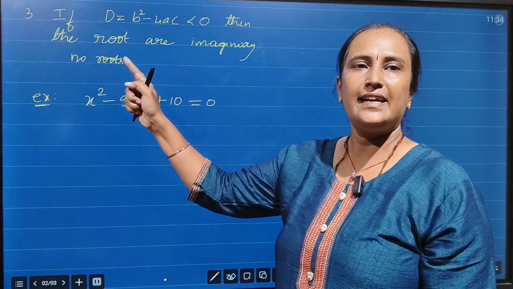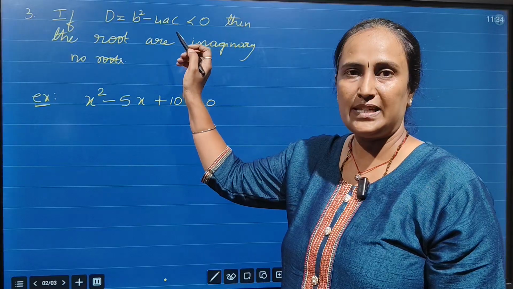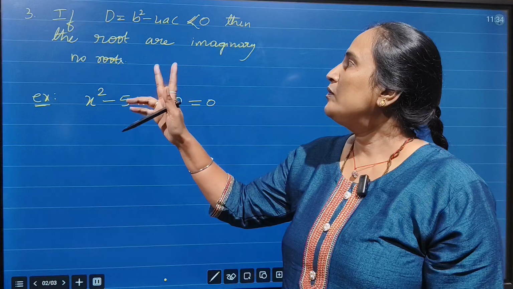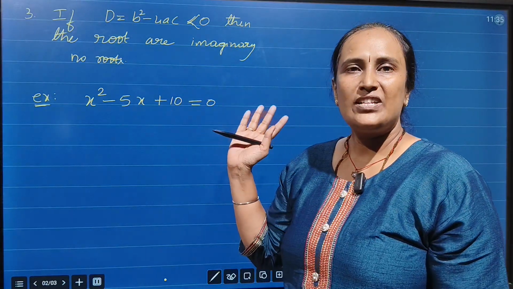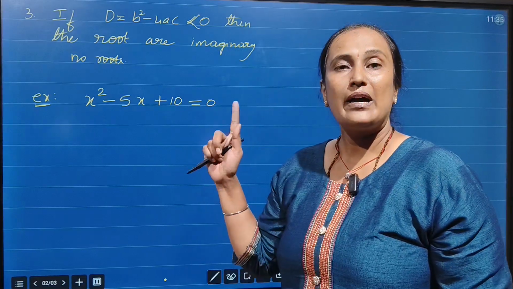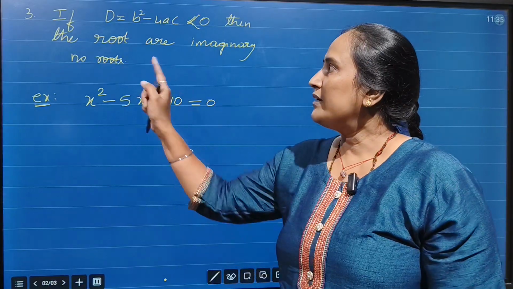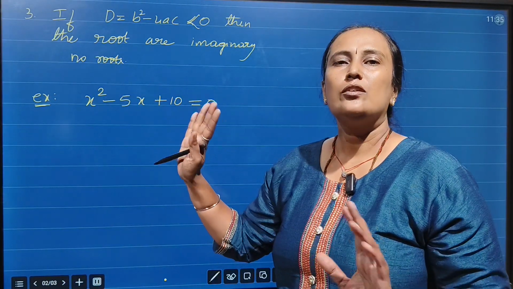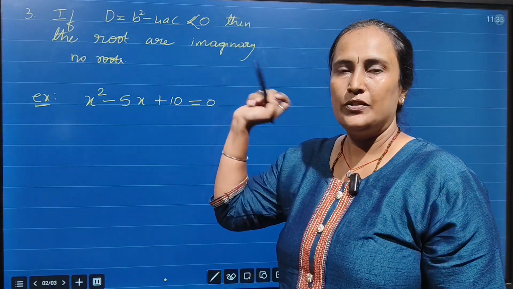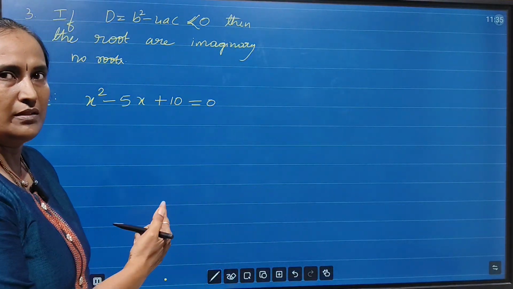Next we move on to case 3. That is if D equal to b square minus 4ac gives a negative value, meaning less than 0, then we get 2 imaginary roots. That's why you do not study the square root of a negative number here; in higher study you will learn that. So we directly write that there are no real roots in the third case when D is less than 0.